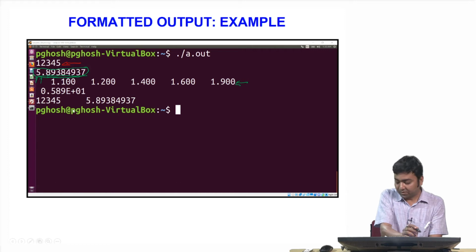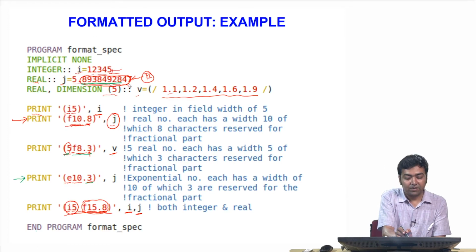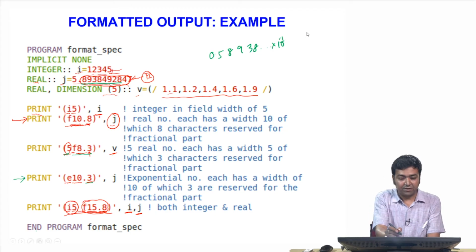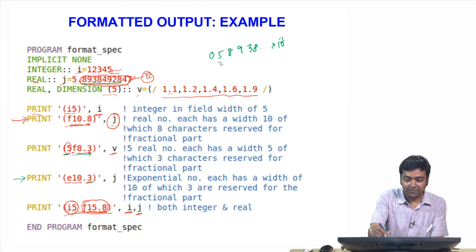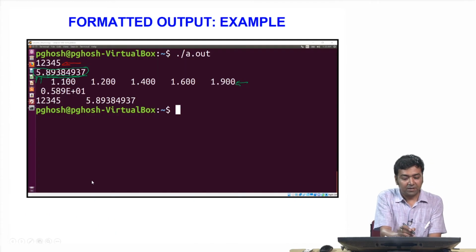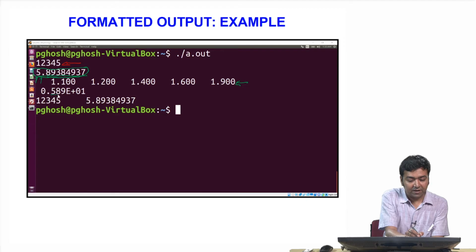So that is why, if we take this number, the fraction in the exponent form will read as 0.58938 times 10 to the power 1. So this will be in the exponent form, and since we have kept 3 places after the decimal to print it, it is printing 0.589 and then e to the power 01.